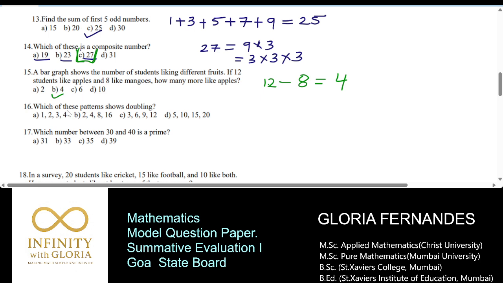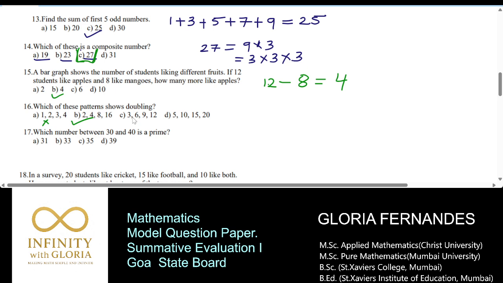Next. Which of the patterns shows the doubling? Like just now we have seen, right? So the number has to get doubled. So look at the first one. 1 is getting doubled as 2, but 2's double is what? 4. But what option have they given? 3. So this is not working. Next. 2's double is 4, 4's double is 8, 8 is 16. Yes. So this is your option. Okay.